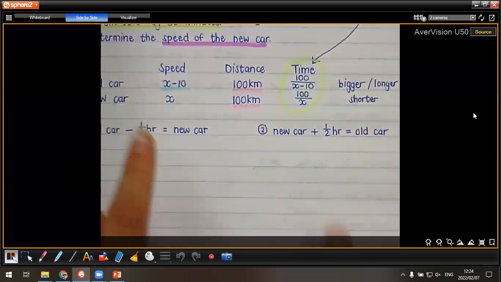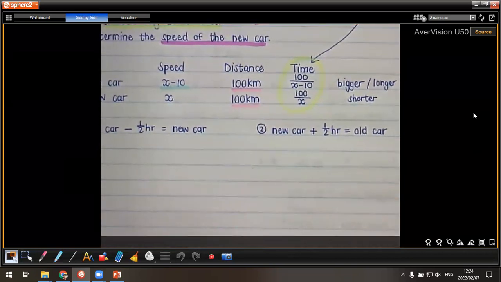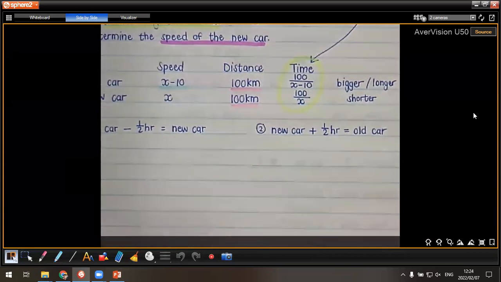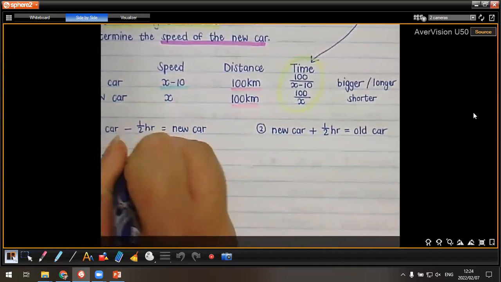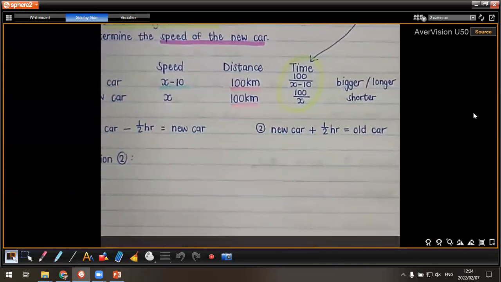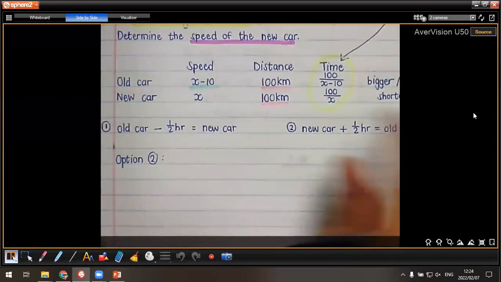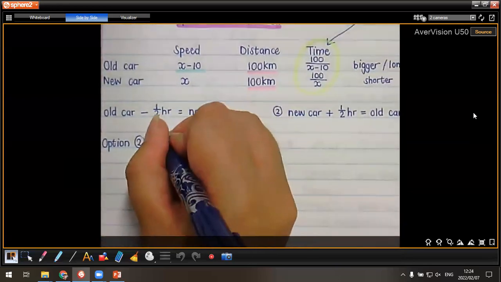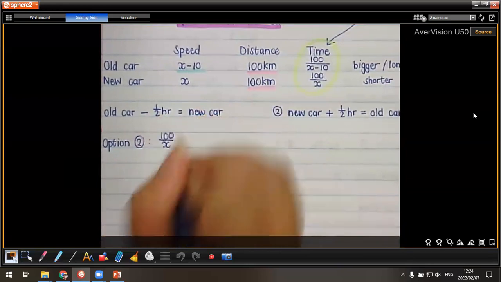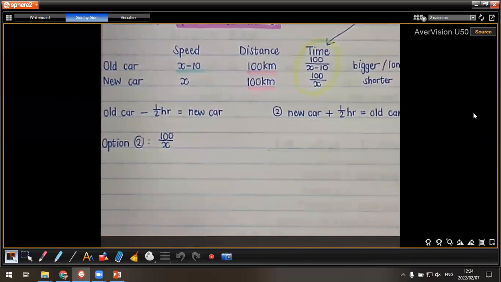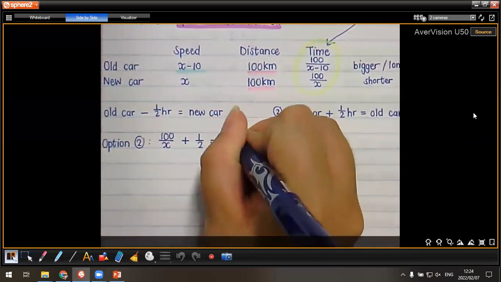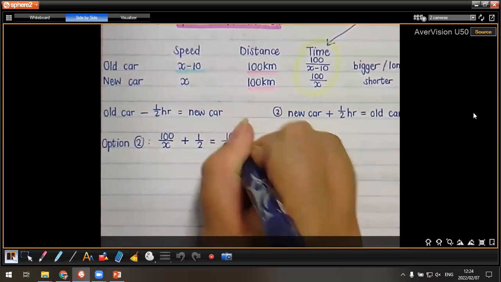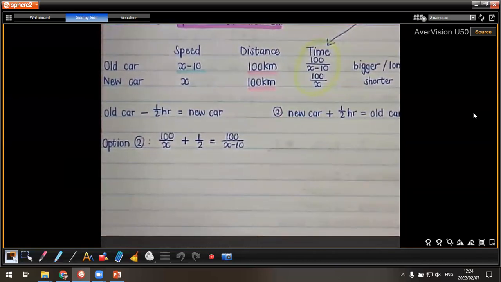Which one do you guys want to go with, the minus or the plus? You can decide. The plus. Okay, we'll carry on with this one. All right. So I'm going to do option 2. So we're going to say the time of the new car using our table was 100 over x. Now the time of the new car, when I add half an hour to it, the plus of half will give me the time of the old car. It's 100 over x minus 10 time.